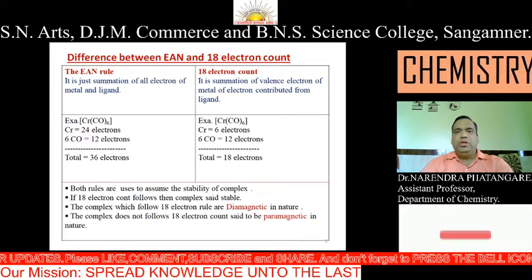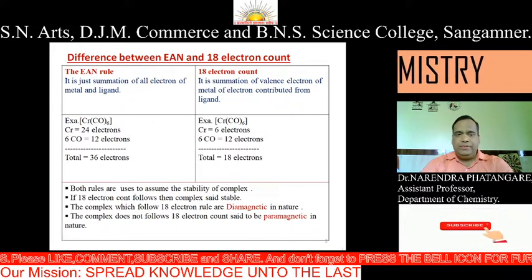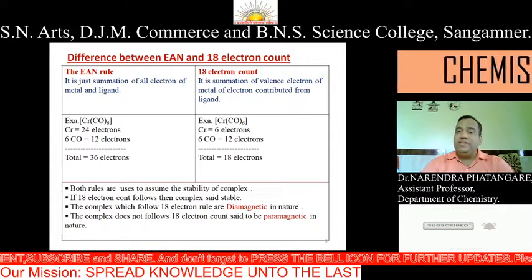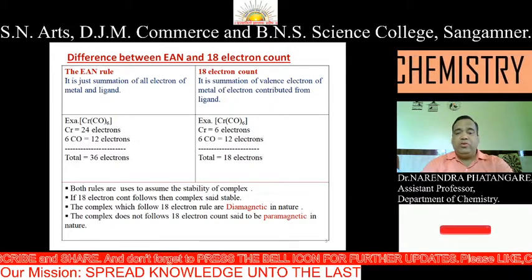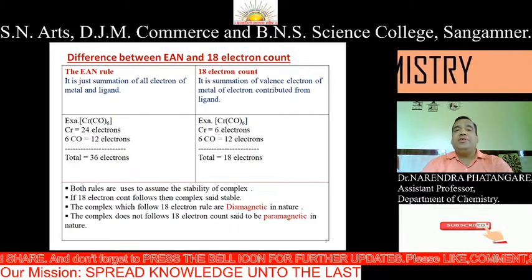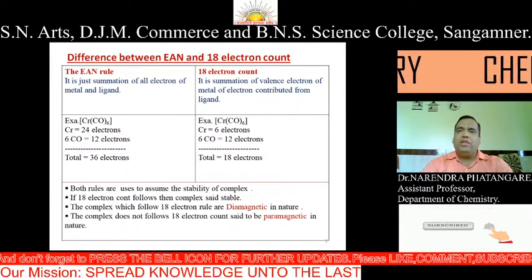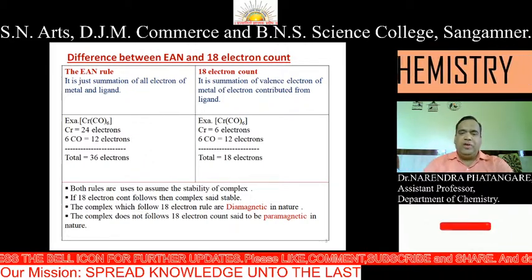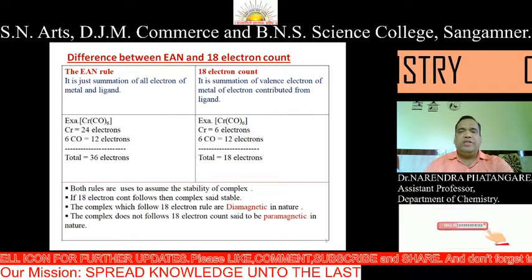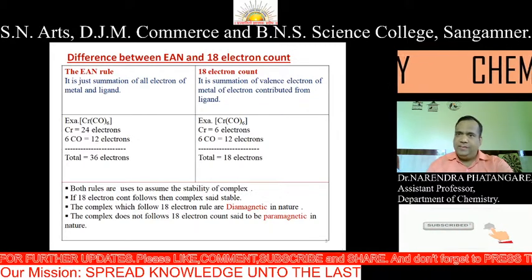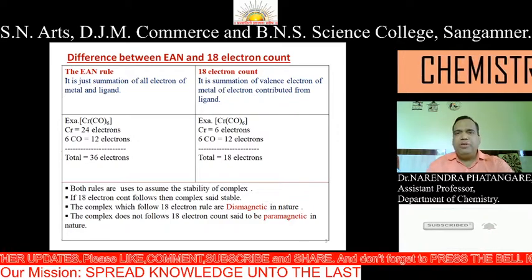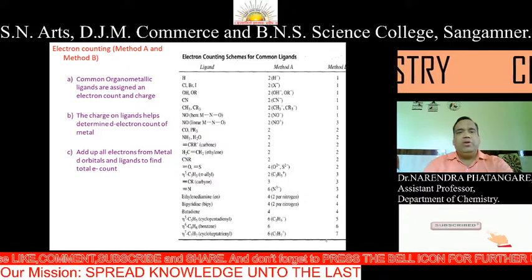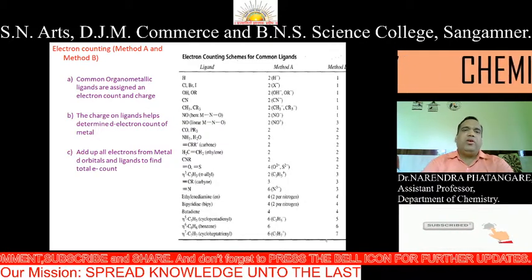Both rules are used to assess the stability of the complex. If the 18 electron count is followed, then the complex is called a stable complex. When the 18 electron rule is followed, the complex is diamagnetic, because all the electrons are in paired form. If the complex does not follow the 18 electron count, then it is paramagnetic in nature. These are simple thumb rules by which we can easily find different properties using the 18 electron rule.